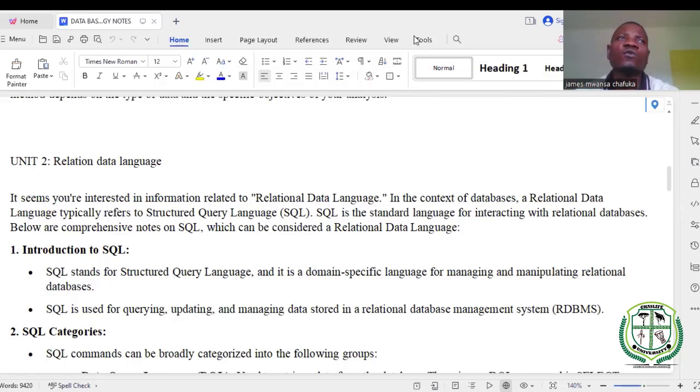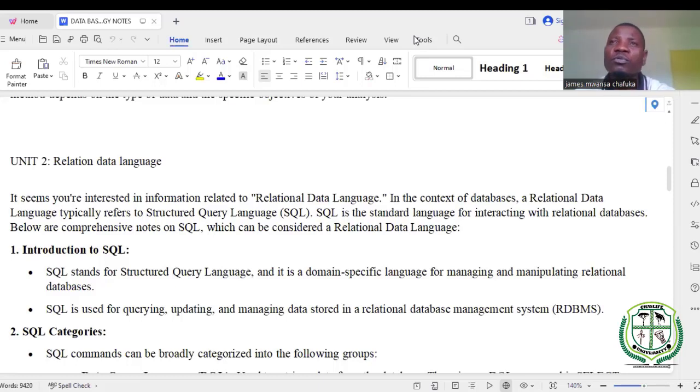In order to manage and manipulate the database, you need to understand a language called SQL. SQL is just an abbreviation for structured query language. So in order to manage and manipulate the database, you need to understand SQL. We have different types of SQL.